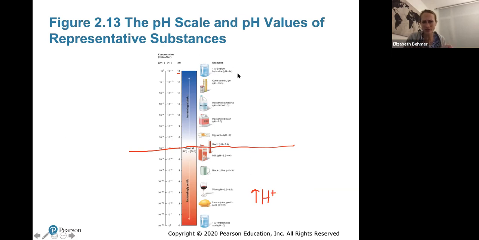A strong base is sodium hydroxide. Oven cleaner is a strong base. Household ammonia, household bleach, pretty much everything you should not ingest are on the extreme ends of the pH scale, very basic or very acidic, and things that are ingestible are more in the neutral range.